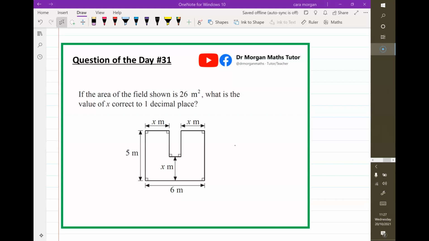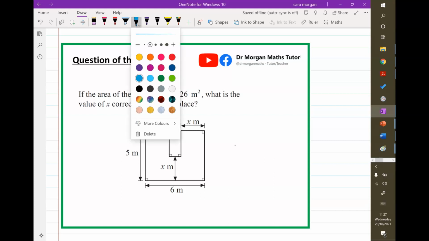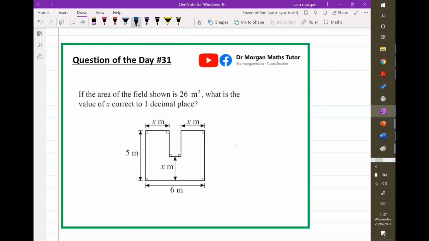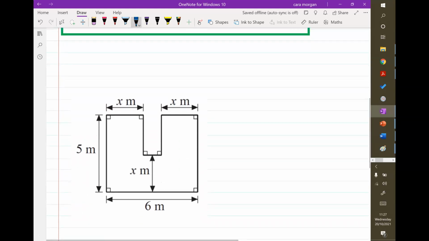Okay, this question today says, if the area of my field shown is 26 metres squared, what is the value of x correct to one decimal place? So I think the first thing I'm going to do is get my diagram really nice and big, and I'm just going to write down that fact that the area is going to be 26 metres squared.